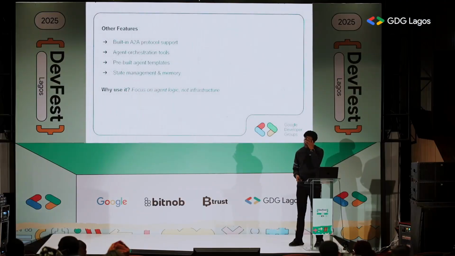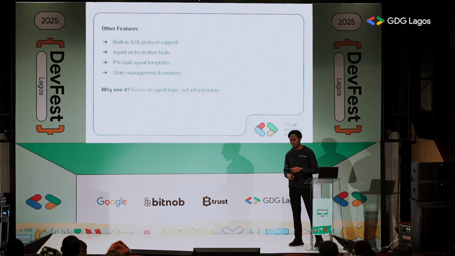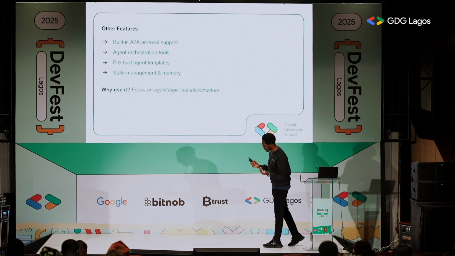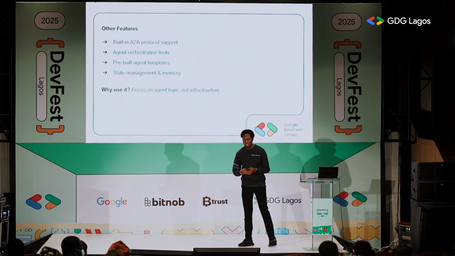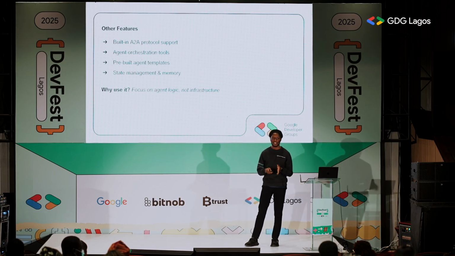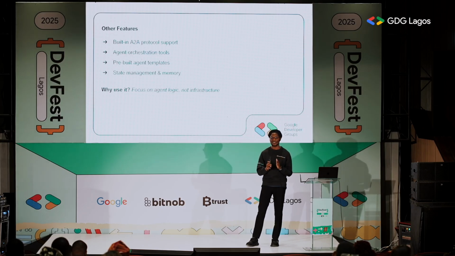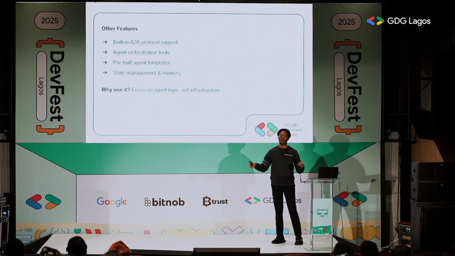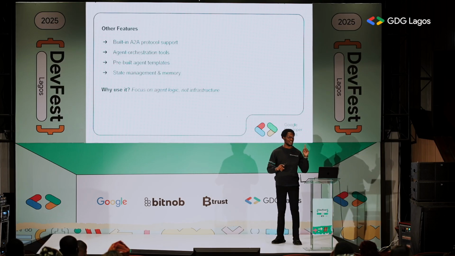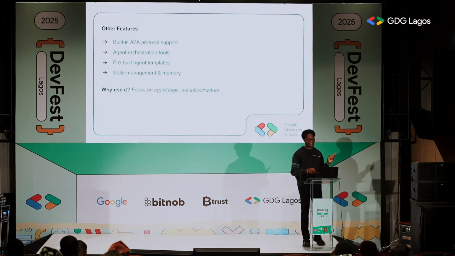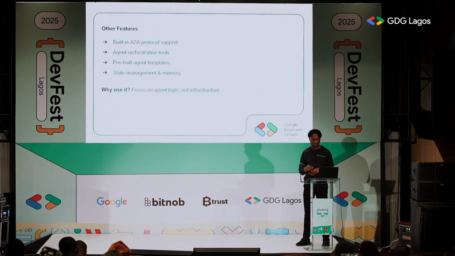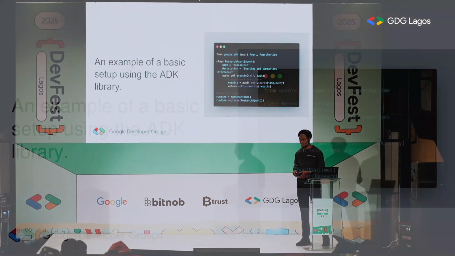So why use ADK? ADK focuses on the agent logic, right? So ADK allows you to focus on the agent logic and not necessarily worry about how to pull all those models and all those agents together. All you have to do is tell this agent to talk to the next one, depending on how you want to configure it.